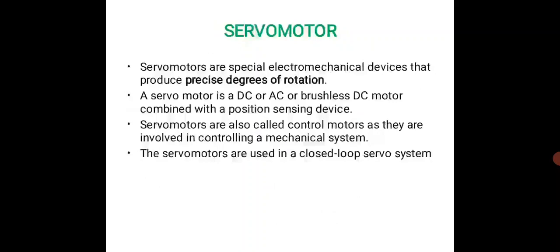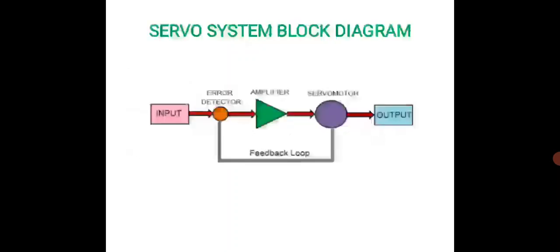Coming to the servo motor. Servo motors are special electromechanical devices which produce precise degrees of rotation. A servo motor can be a DC or AC or brushless DC motor, and this is combined with a position sensing device. They are also called control motors as they are involved in controlling a mechanical system. They are used in a closed loop servo system.